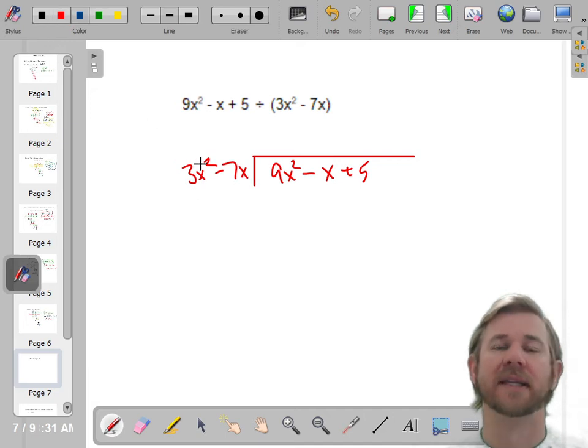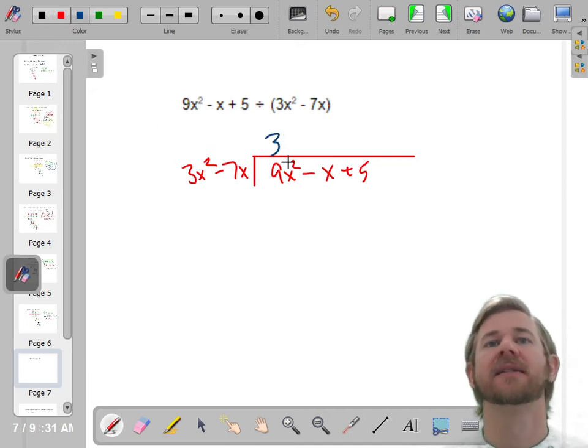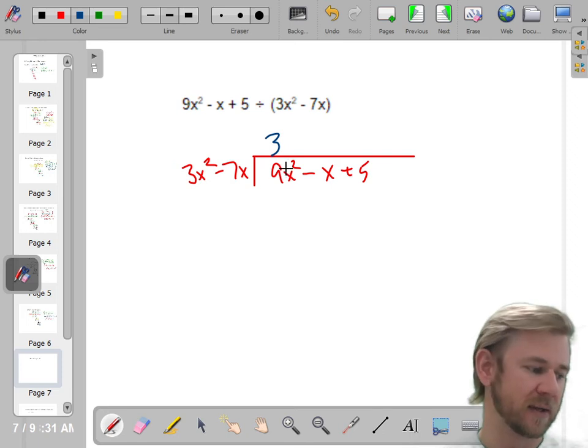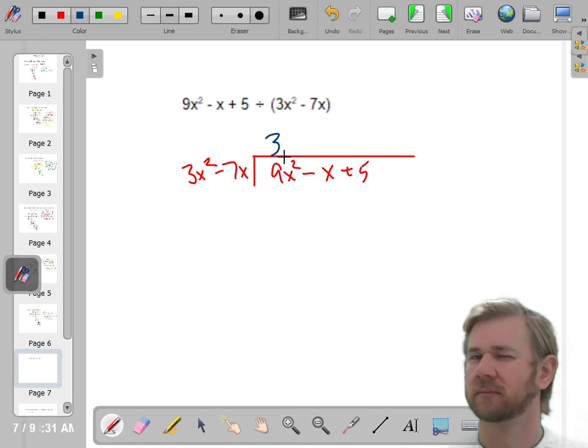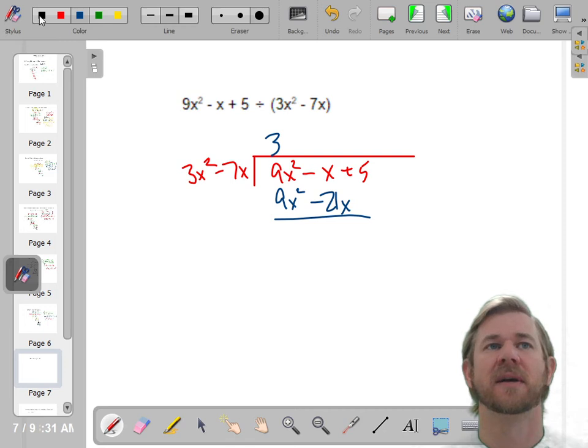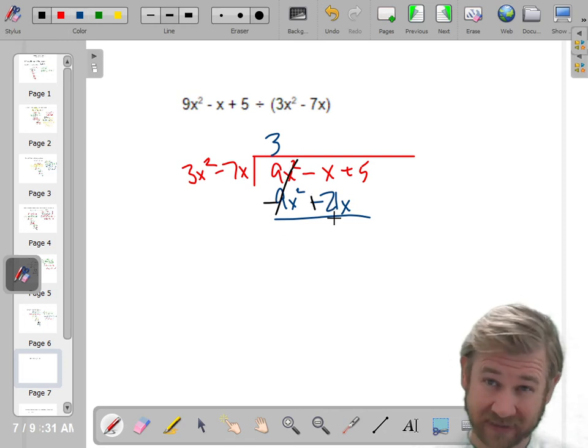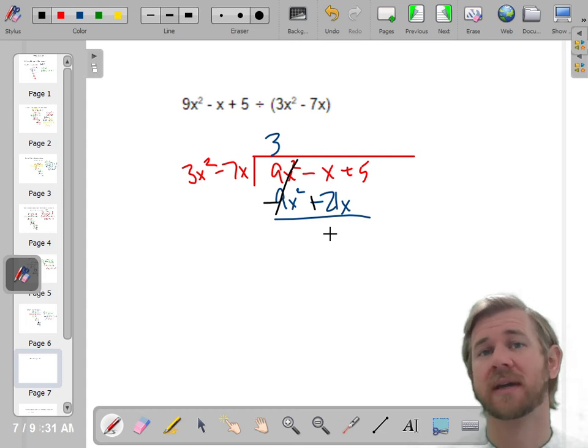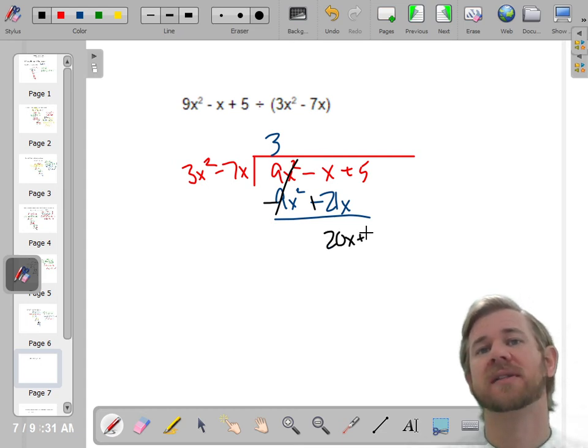So now I'm going to go ahead and play the same game. 3 times 3 is 9, and x squared, wait a minute, this is just 3? Yeah, those are the same power, so okay, we'll distribute a 3. Now I have 9x squared minus 21x, and when I flip my signs, minus plus, those go away. Negative 21x minus 1x is 20x plus 5.